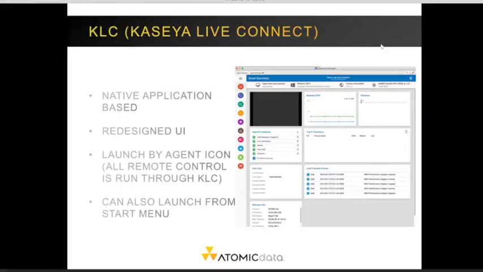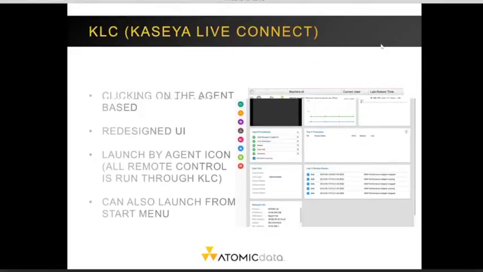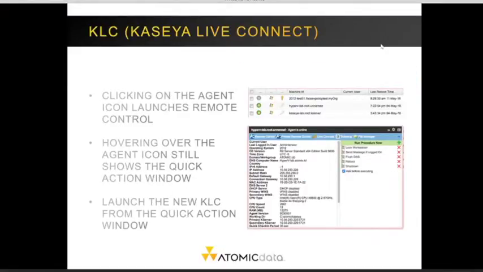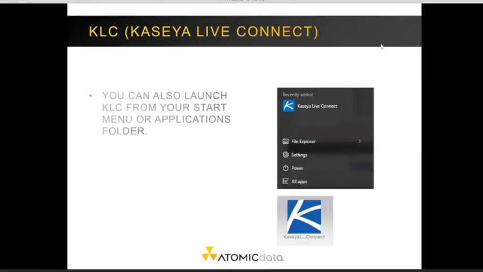You can launch from the agent icon, or you can launch from your Start menu. Clicking on the agent icon still launches a remote control interface. You can hover over that icon and select Live Connect from the Quick Action window. You can also launch Kaseya Live Connect from your Start menu or the Applications folder on a Mac computer.